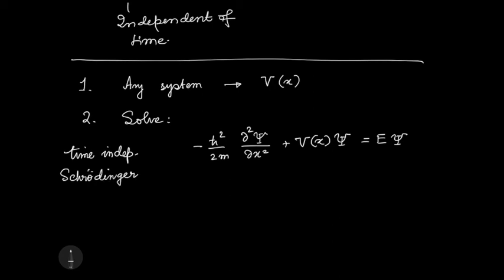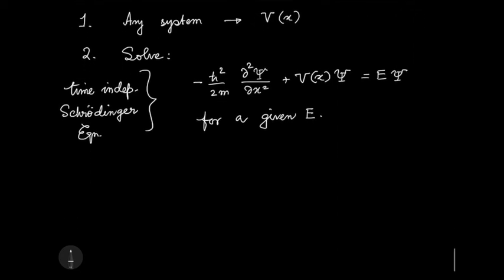This is just a name used in some of the literature, so I just wanted to make you familiar with this name. Any problem, I solve this for a given E. We'll see that in certain cases, we may find that only some values of E are preferred. Not continuous values of E, only some discrete values of E, energies, are preferred. So those will be the discrete energy eigenstates.